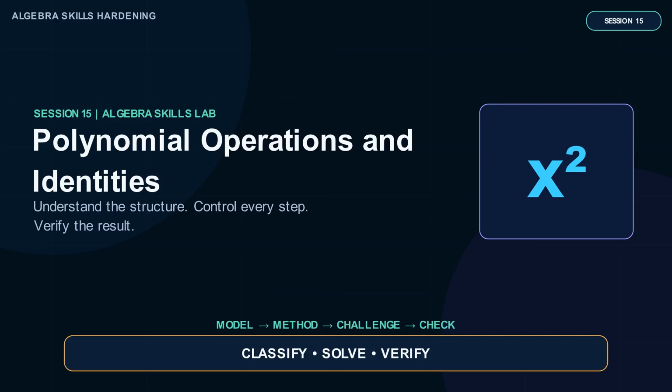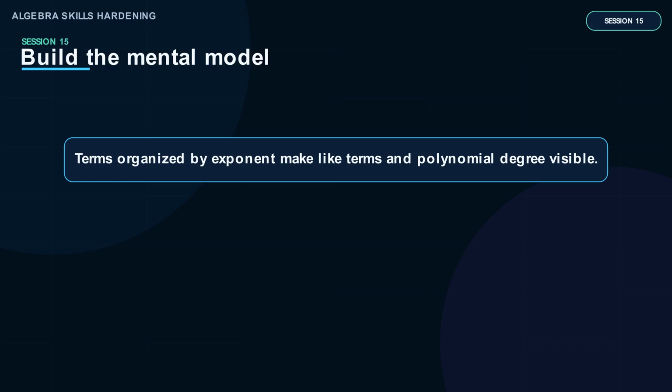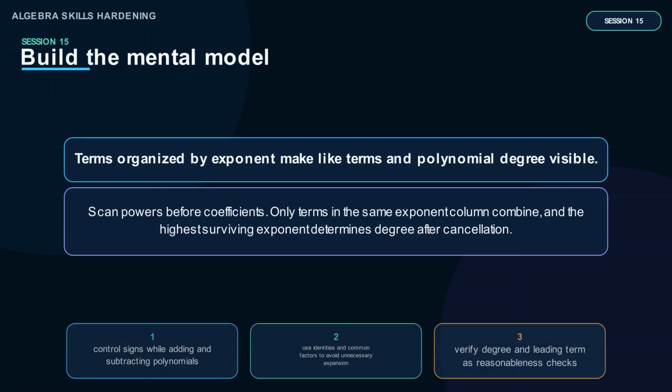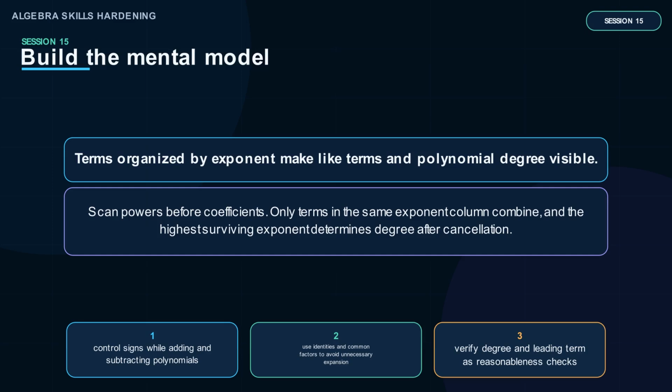Keep a pencil ready. We will build a visual model, use a repeatable process, solve a demanding example, diagnose an error, and finish with a checkpoint. Start with this picture. Terms organized by exponent make like terms and polynomial degree visible. Scan powers before coefficients. Only terms in the same exponent column combine, and the highest surviving exponent determines degree after cancellation. The key distinction is this: control signs while adding and subtracting polynomials.